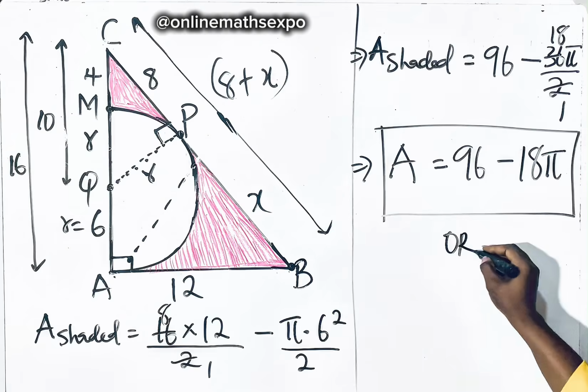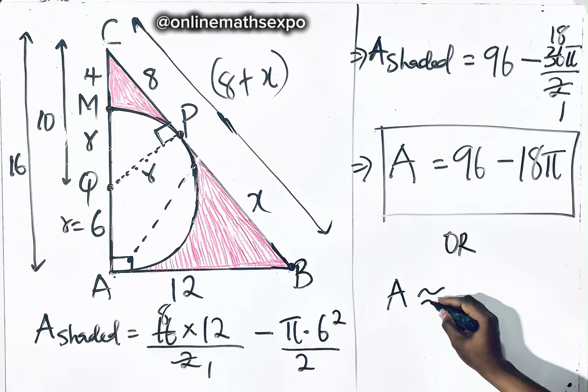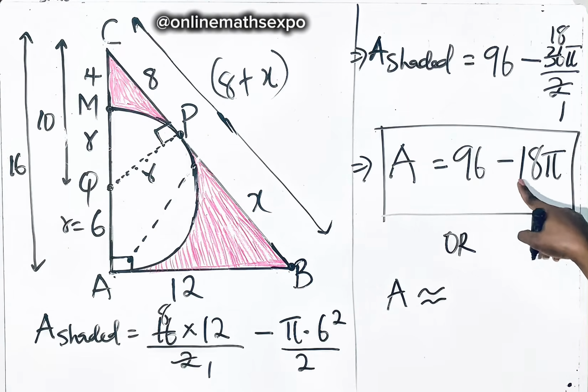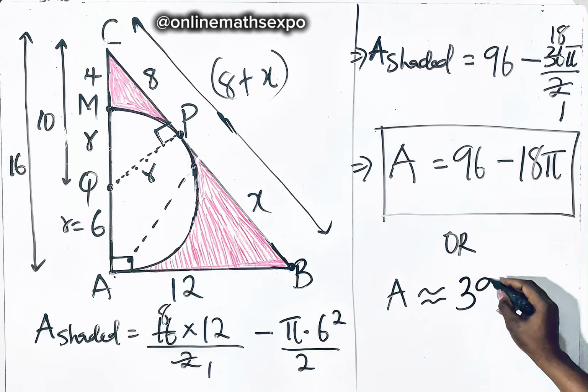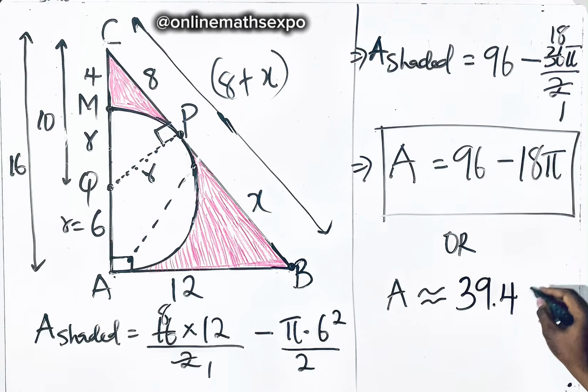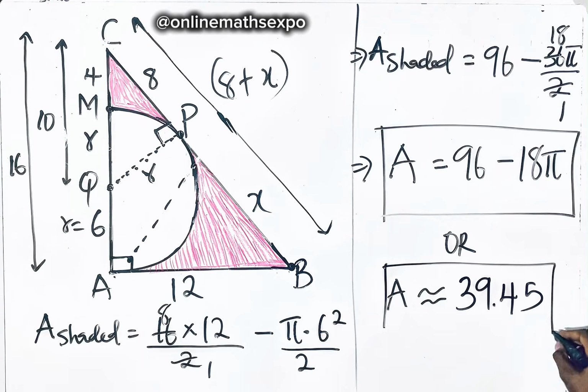You can also take the approximated value to have 96 subtract 18 pi. Key it in the calculator. We have area is approximately 39.45 square units.